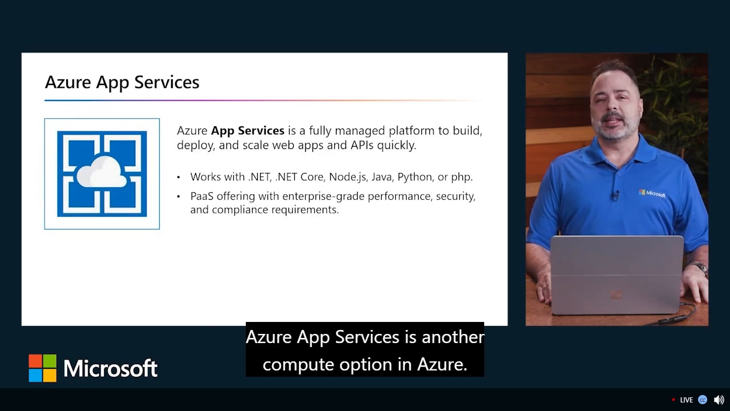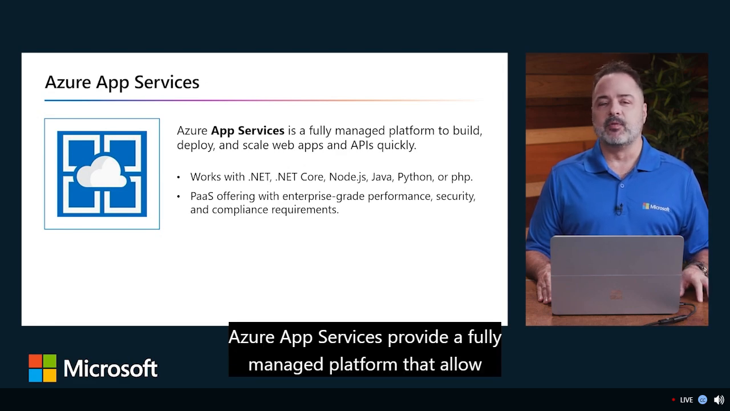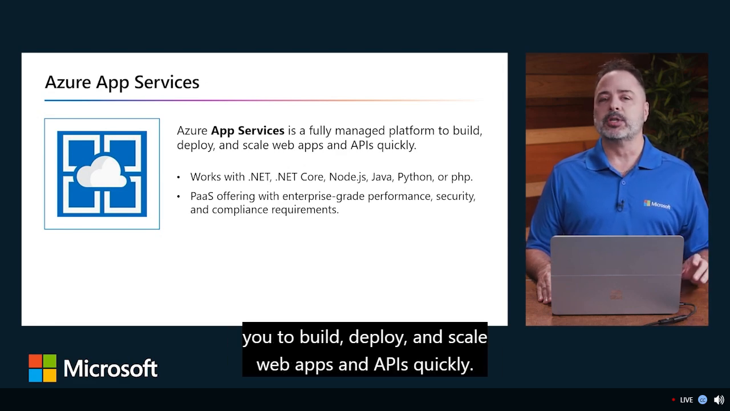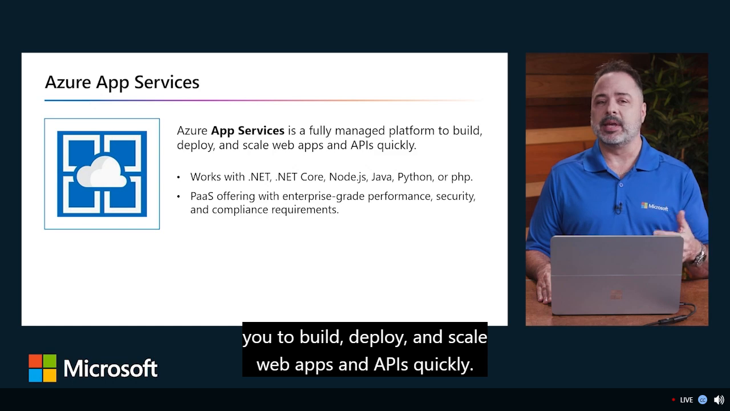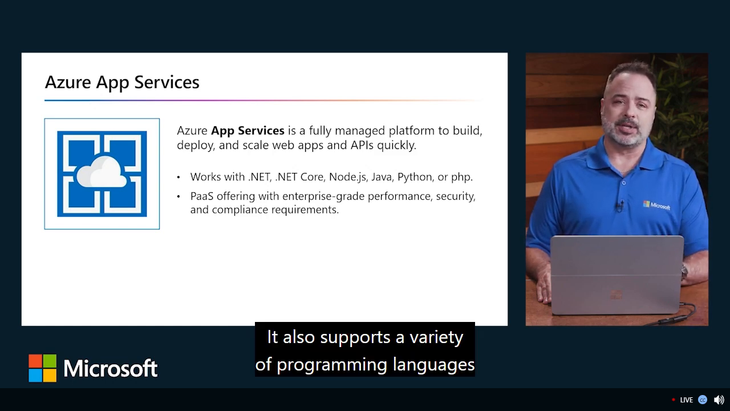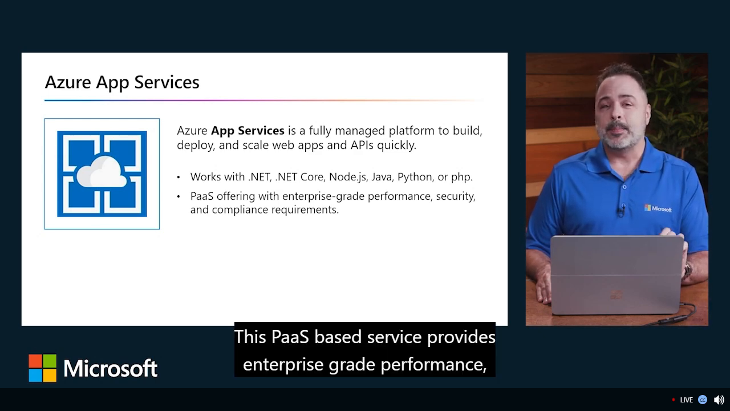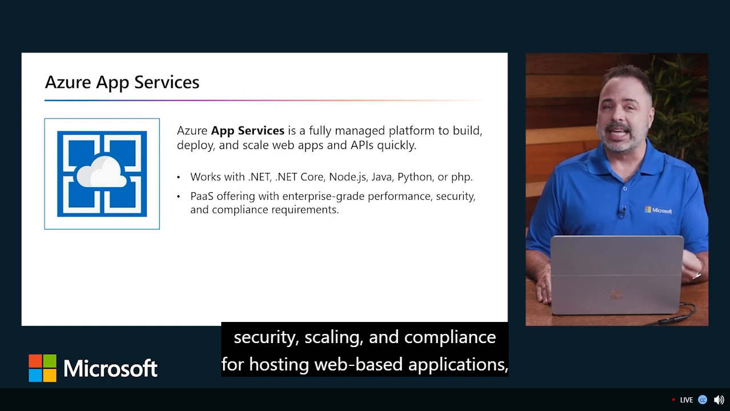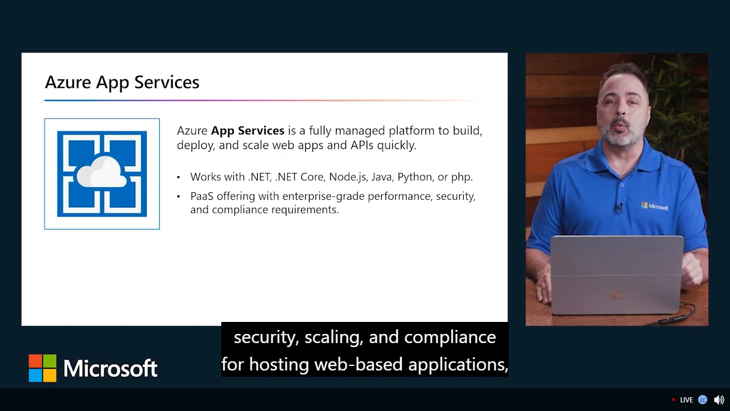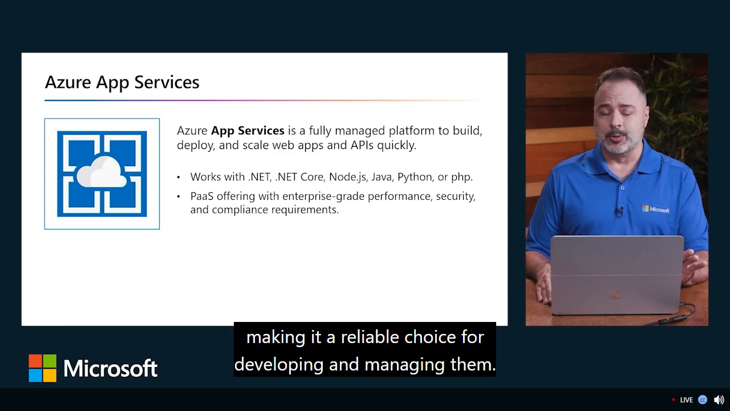Azure App Services is another compute option in Azure. Azure App Services provide a fully managed platform that allows you to build, deploy, and scale web apps and APIs quickly. It also supports a variety of programming languages, including .NET, .NET Core, Node.js, Java, Python, and PHP. This PaaS-based service provides enterprise-grade performance, security, scaling, and compliance for hosting web-based applications, making it a reliable choice for developing and managing them.